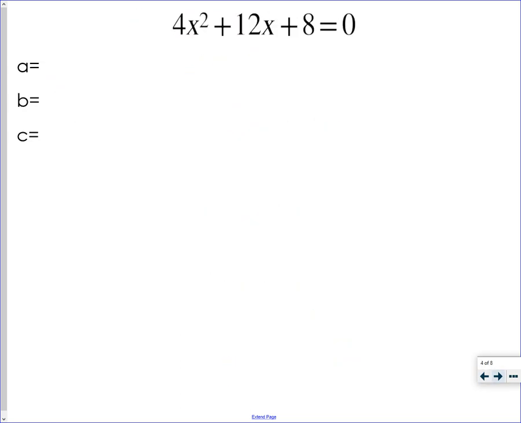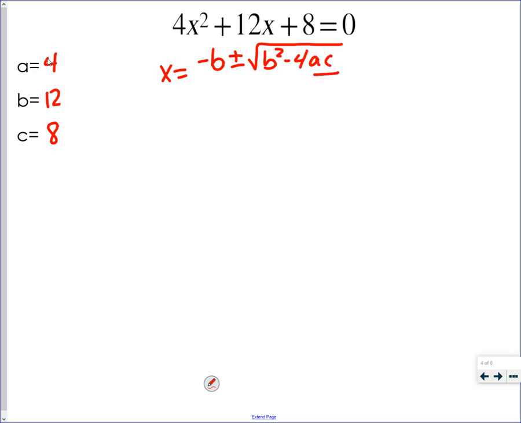I feel like I skipped one, but I didn't. This time, I'm going to have my a, b, and c. The a is the number in front of the x squared, so that's 4. b is 12. c is 8. All positives this time. X equals negative b plus or minus the square root of b squared minus 4ac all over 2a.